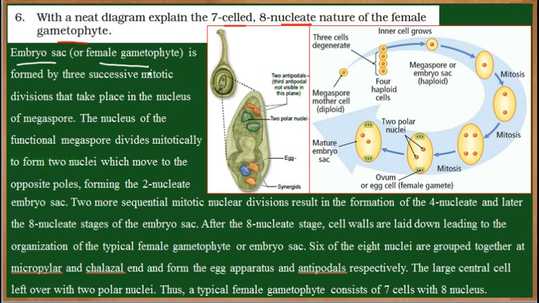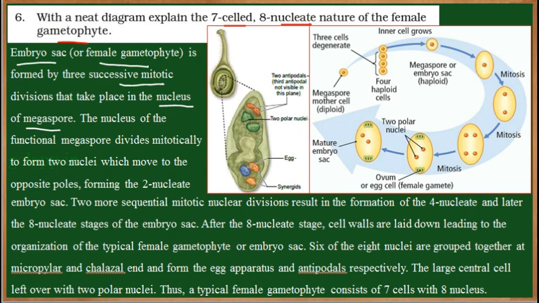Now this embryo sac contains 7 cells, but there are 8 nuclei. And this is formed due to mitotic division. This takes place in the nucellus of the megaspore. So we'll just recall, during the process of megasporogenesis, the megaspore mother cell undergoes meiotic division, giving rise to 4 haploid megaspores. Out of these 4 haploid megaspores, 3 degenerate and only 1 functional megaspore remains.